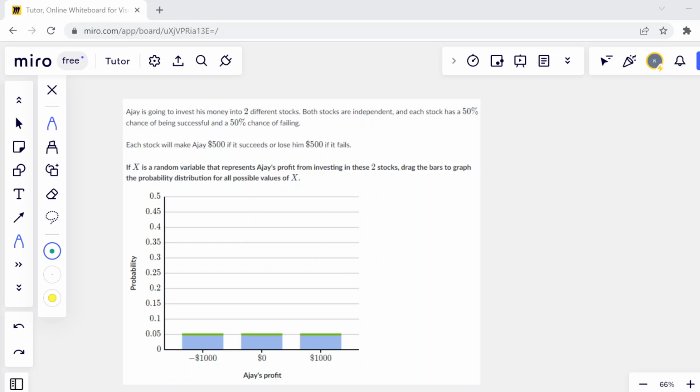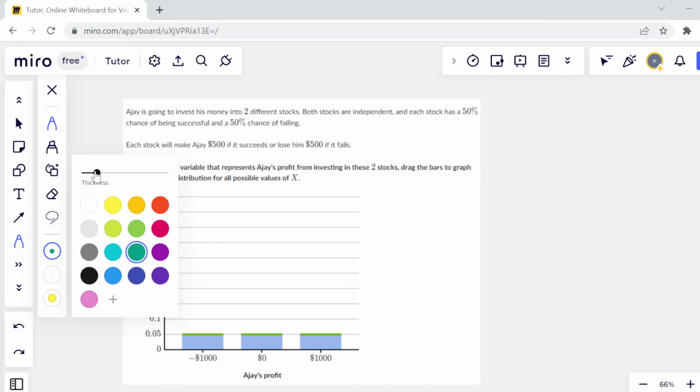Here's a quick question solved for you. We have a binomial distribution where we have two different events, and we're looking at a random variable that represents someone's profit from investing. So here we have a case where there are two trials, if you will.